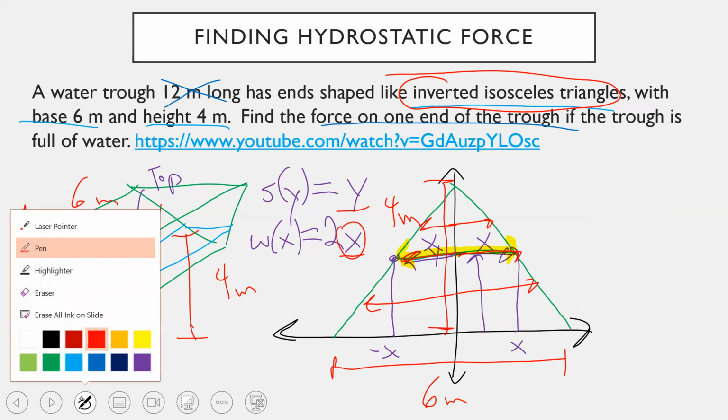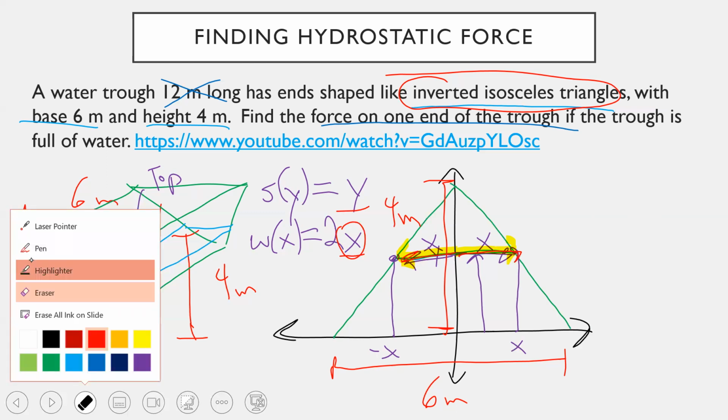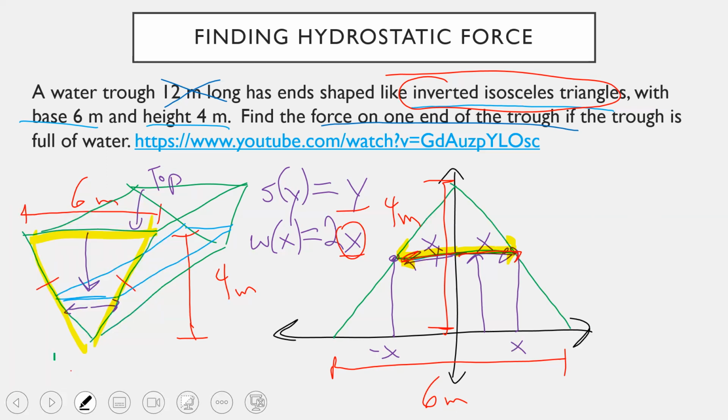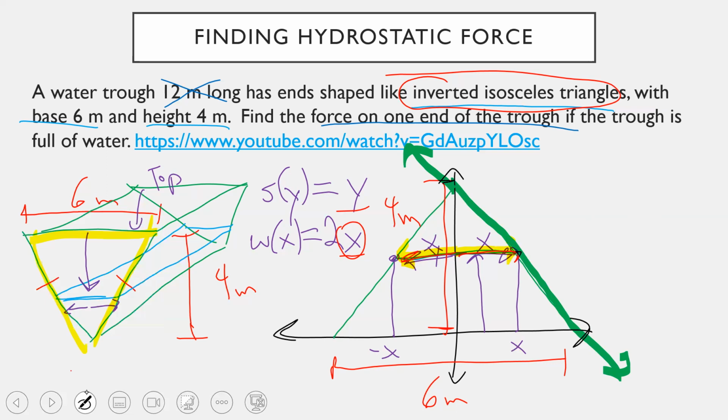Now to do that, note that this green line here is a part of the trough, but if I extended it, it's also a line, right? And we know that for linear functions, we can find their equations. All we need are 2 points. We can find 2 points because notice that this one up here, we're told that that's a distance of 4 meters from the top to the bottom. So we know that that's the point (0, 4).